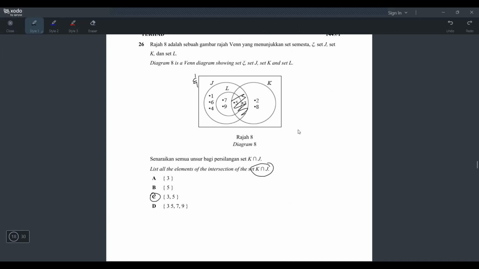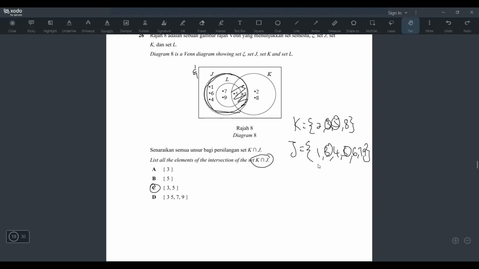This one is very easy. If I explain a bit, it will be like this. Inside K there are 2, 3, 5, 8, right? 3 and 5 are also inside K, because K is like this. And then what about J? J is this one, the big one. Inside J there are 1, 3, 4, 5, 6, 7, 9. But the intersection will be 3 and 5 only, because K intersect J means you choose the elements that repeat, that are in both. So the ones in both are 3 and 5.